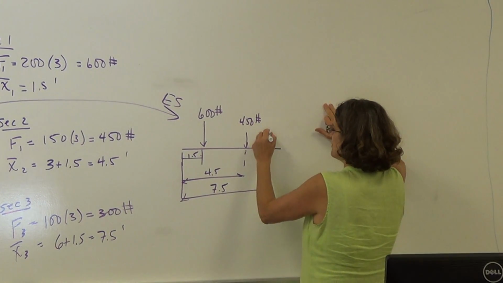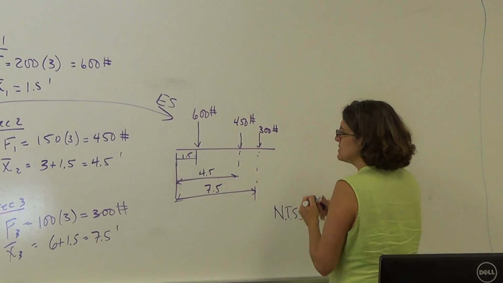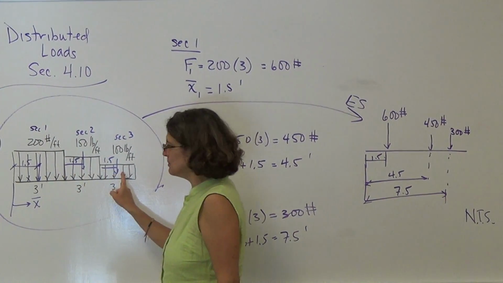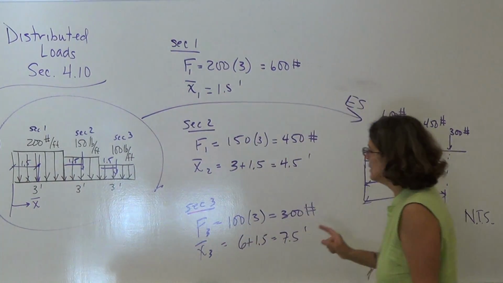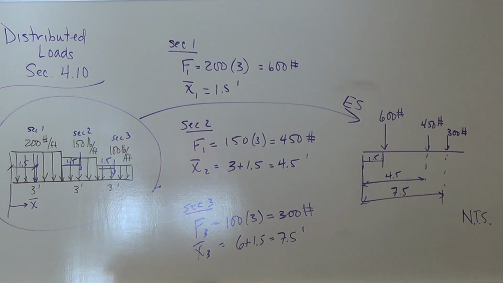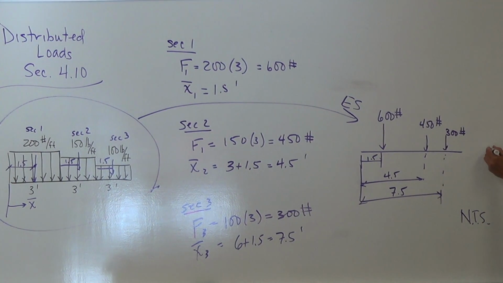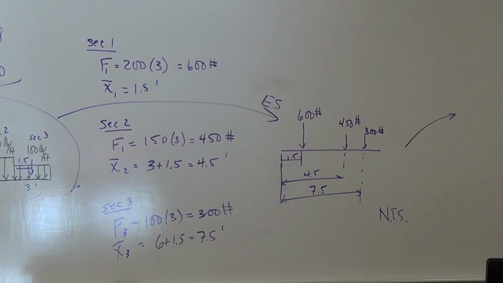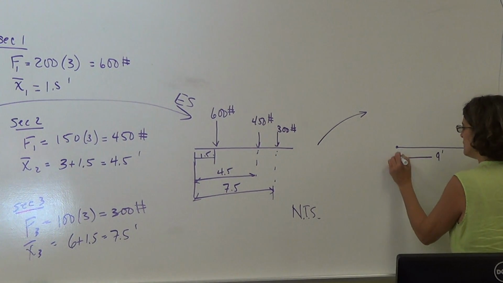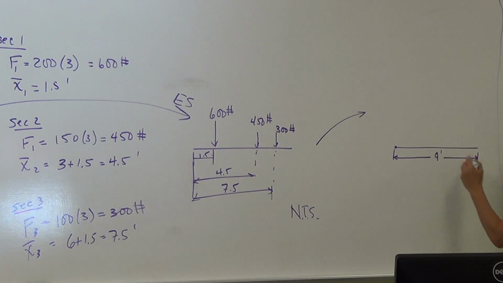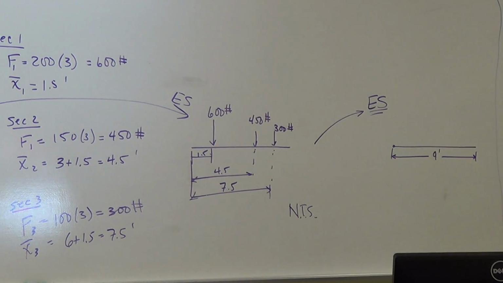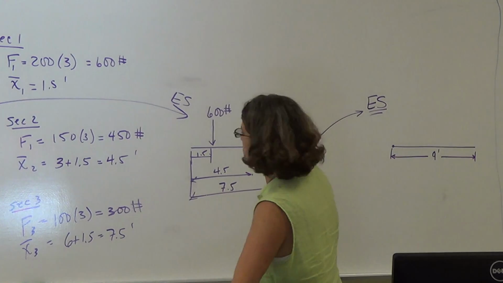And a force of 300 pounds. Does everybody agree that this beam being subjected to 3 distributed loads is equal to the same beam being subjected to 3 point loads? But can I simplify it even more? Can I simplify it to a 9-foot beam with one point load? This is an equivalent system problem.